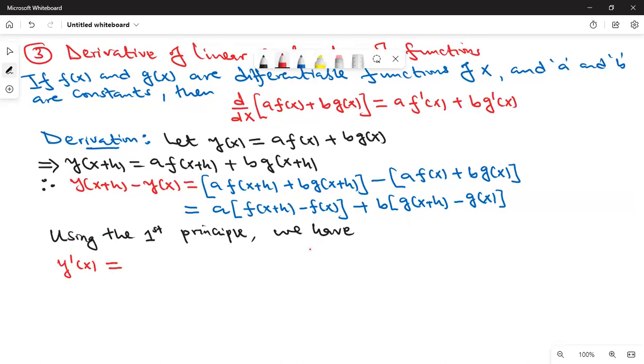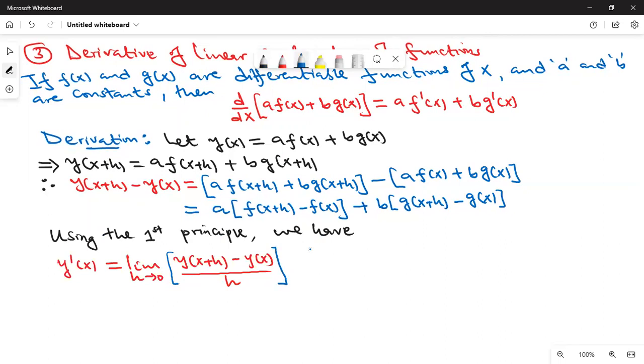So this will be defined as the limit as h approaches 0 of, now instead of f we are talking of y, so it is y of x plus h minus y of x, and everything here you divide by h. That is the first principle of differentiation.